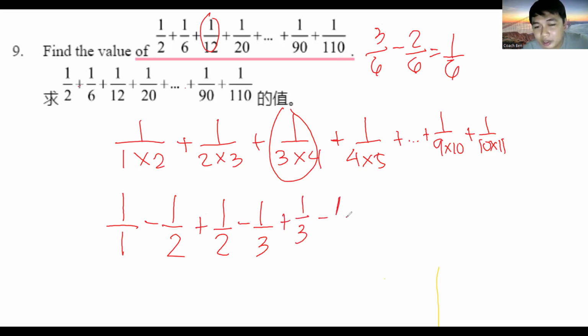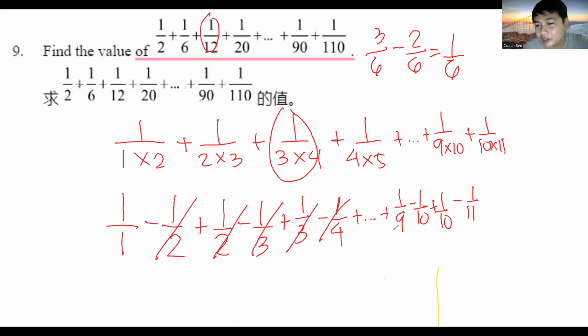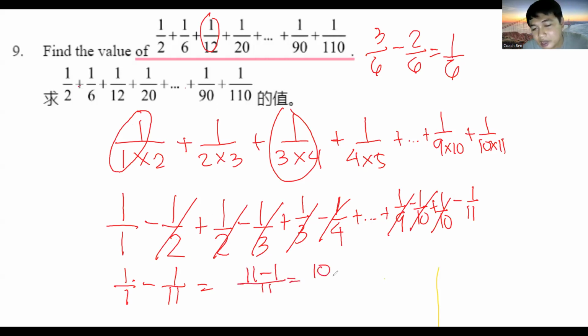1/3 minus 1/4, up until we have plus 1 over 9 minus 1 over 10 plus 1 over 10 minus 1 over 11. And then all of the terms in the middle are going to get canceled out except for the first term, which is 1 over 1, minus the last term, which is 1 over 11. Make them into similar fractions: 11 minus 1 over 11, and that is 10 over 11.